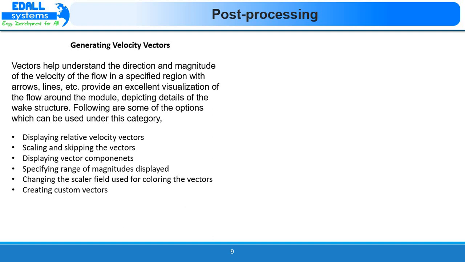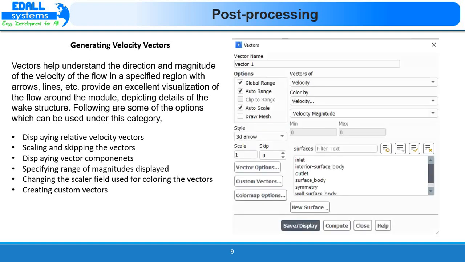Even here we have several options like displaying relative velocity vectors, scaling and skipping, displaying vector components, specifying the range of magnitudes displayed, changing the scalar field used for coloring the vectors, and creating custom vectors. So this is the dialog box for velocity vectors. Here we can play with the scale and skip. Then we can change the style from 2D arrow, 3D arrow to other parameters. Here also we can change the color map or position. Also we can change the range of magnitudes which is displayed.